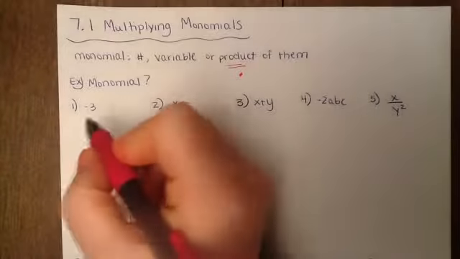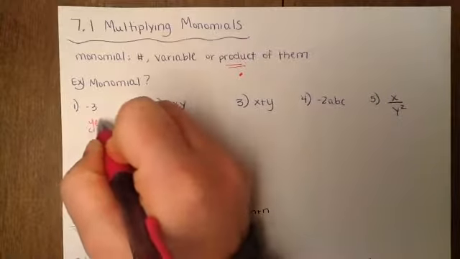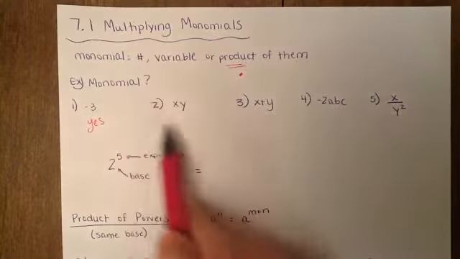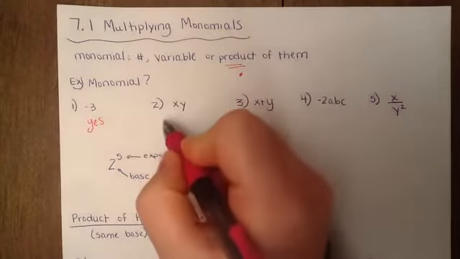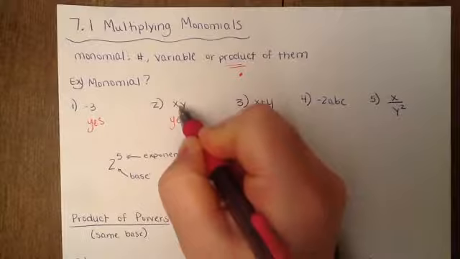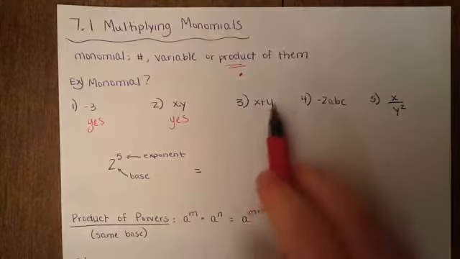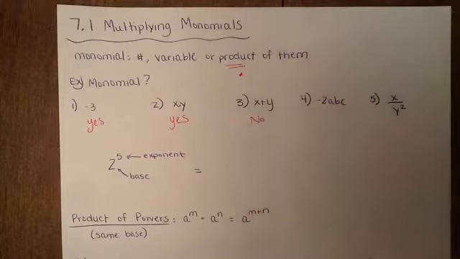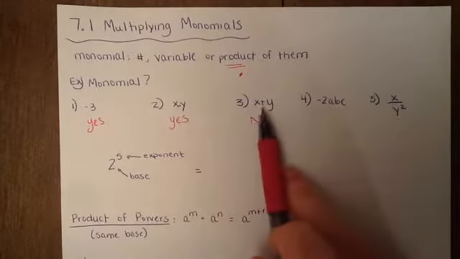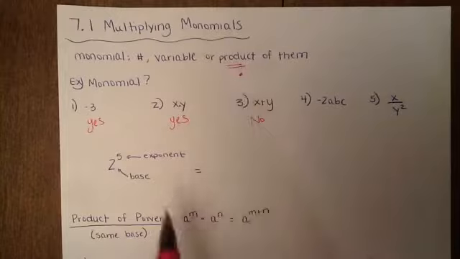-3, yes or no? Yes, a monomial could be just a number. XY, yes, because what is in between? A times. What about x plus y? This is a no. Cannot have an addition in there. It is multiplication.